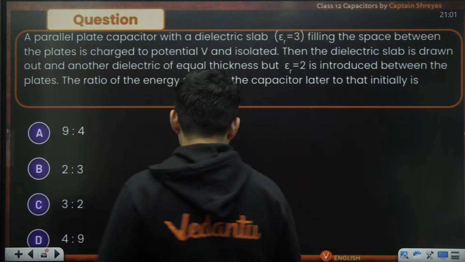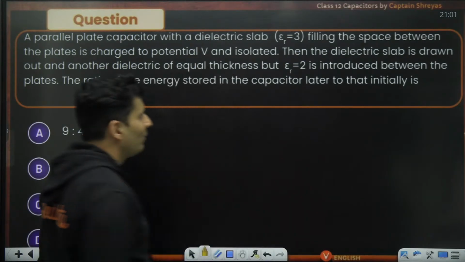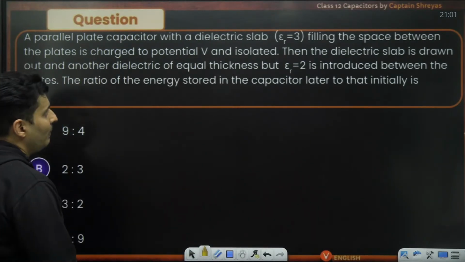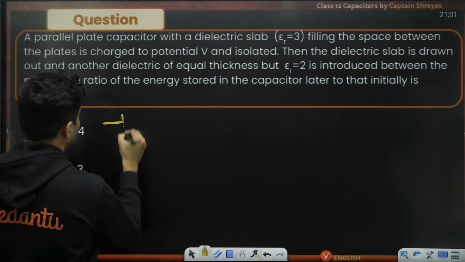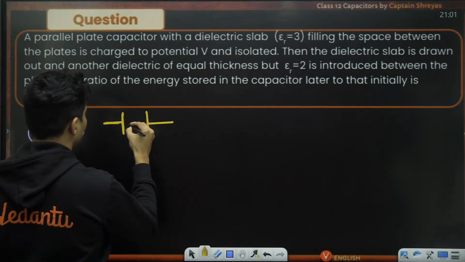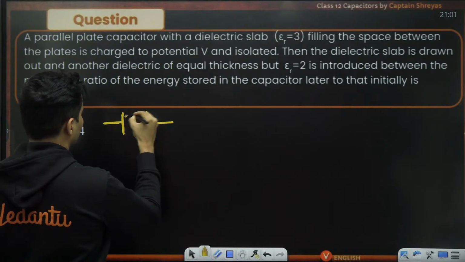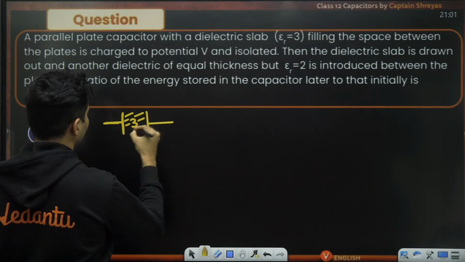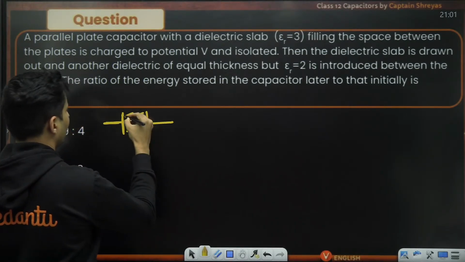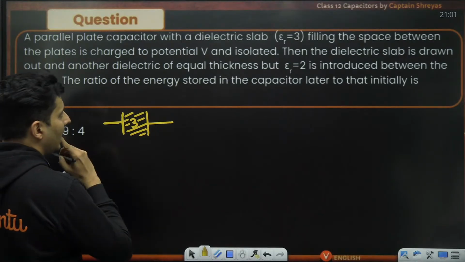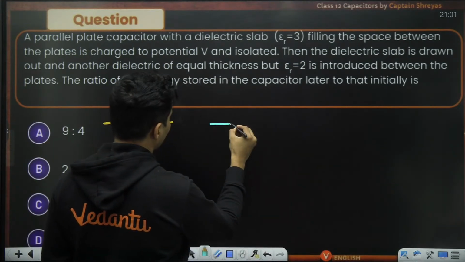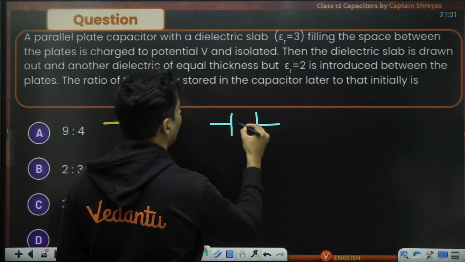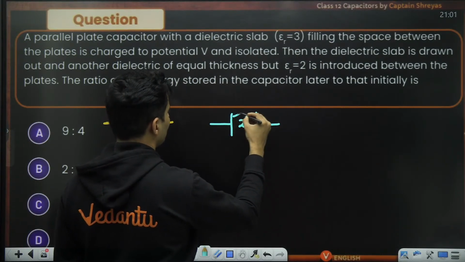Okay. So what do we do over here? See, we have a parallel plate capacitor and some medium is filling in it. Let's say the dielectric constant is 3. It is filling in over here. Now you remove that particular medium and fill it with another medium whose dielectric constant is 2.